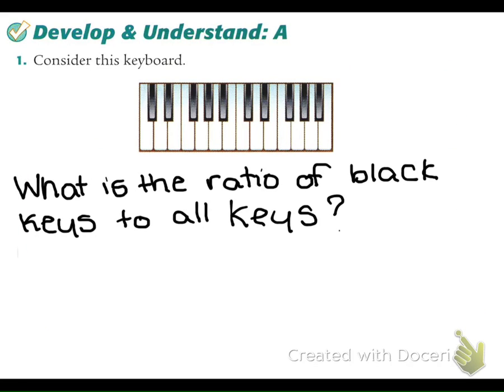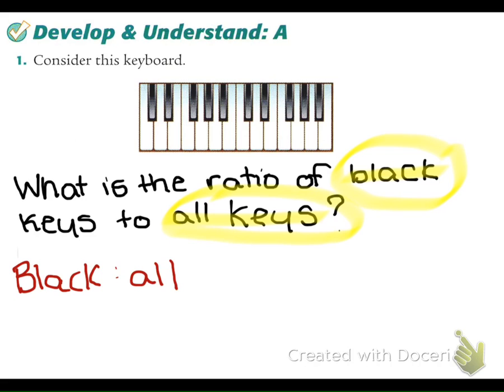For this next example, let's find what is the ratio of the black keys to all of the keys. Black keys to all keys. Well, since I'm comparing part, which is the black keys, to all of the keys, this one's going to be a part to whole ratio. Again, let's start with the word ratio. This time we're doing black to all. So part to whole.